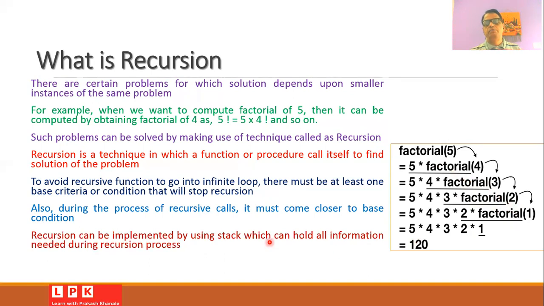As far as the implementation of recursion is concerned, it is possible to implement recursion by using the stack. We know that a stack is a data structure, and it can hold all the information which is required during the recursion process. During the recursion process, the computer needs to hold a lot of information, and such holding of information can be achieved by using the stack memory.